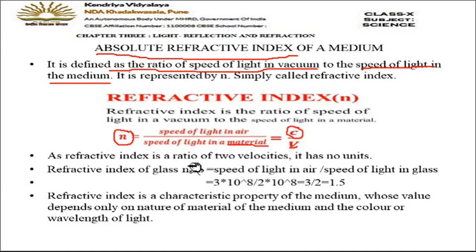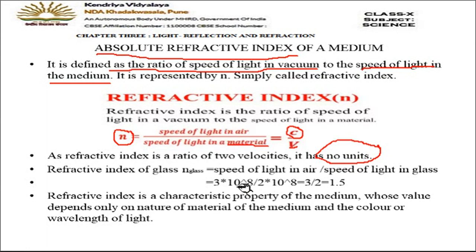Fine. Now, as refractive index is the ratio of two velocities, okay, two speeds we are dividing. So it's a ratio and ratio has no units. So refractive index has no units. This you have to keep in mind. Refractive index is just a number, it has no units. Fine. Now we'll take one example, that refractive index of glass, right? When we are finding the refractive index of glass, so here this medium is the glass. Okay, so how to find out now? So formula is c upon v.